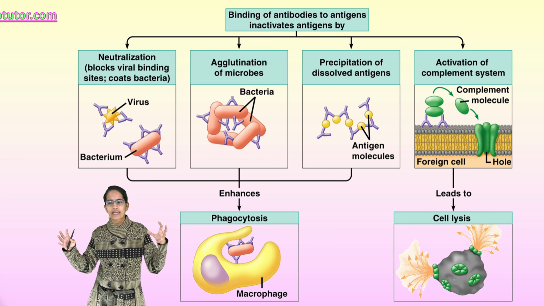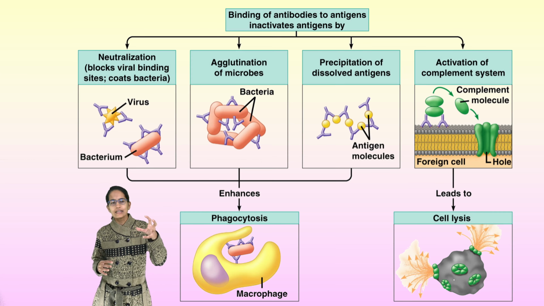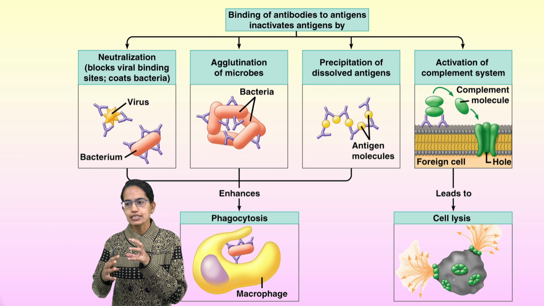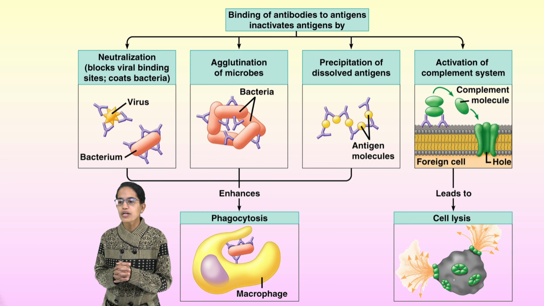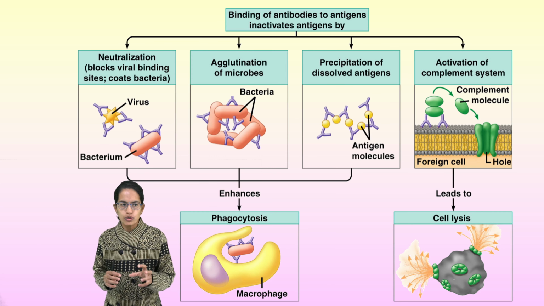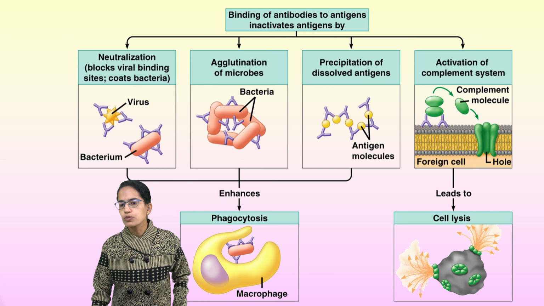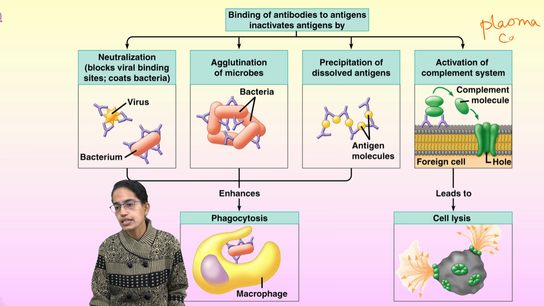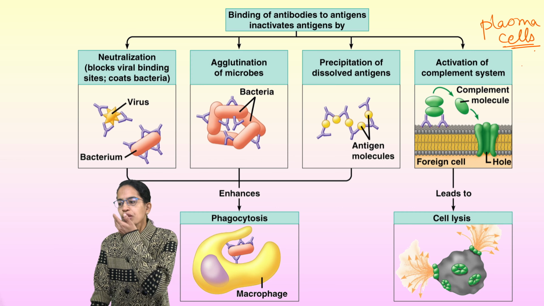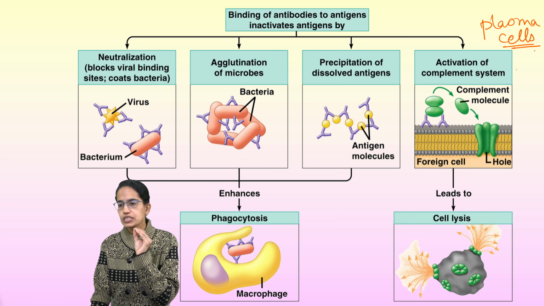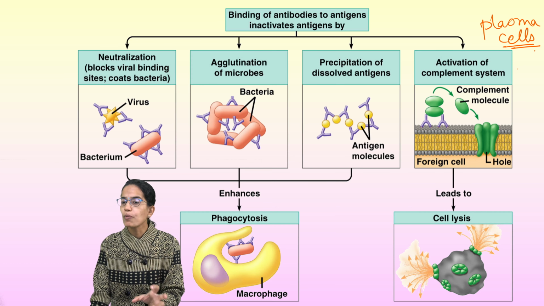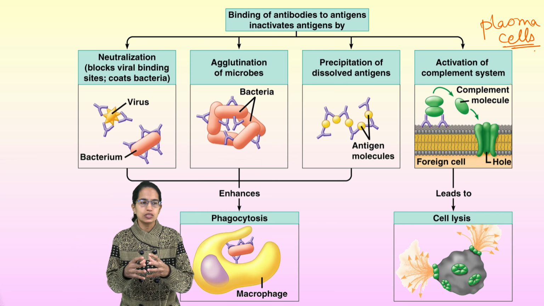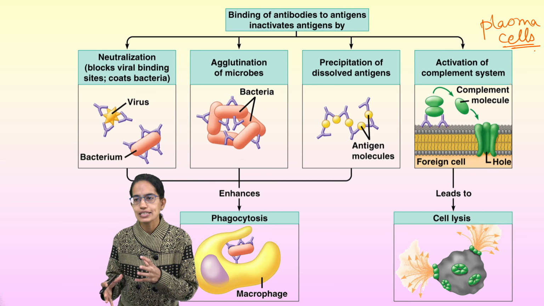Now, how does this antigen antibody work? As I said, antibodies are created in response to the antigens, the foreign complexes that enter into the body. Antibodies belong to immunoglobulins, and these immunoglobulins are produced by the plasma cells, which are derived from the lymphocytes, and they respond to the antigen. So there is an antigen antibody complex formation that occurs.